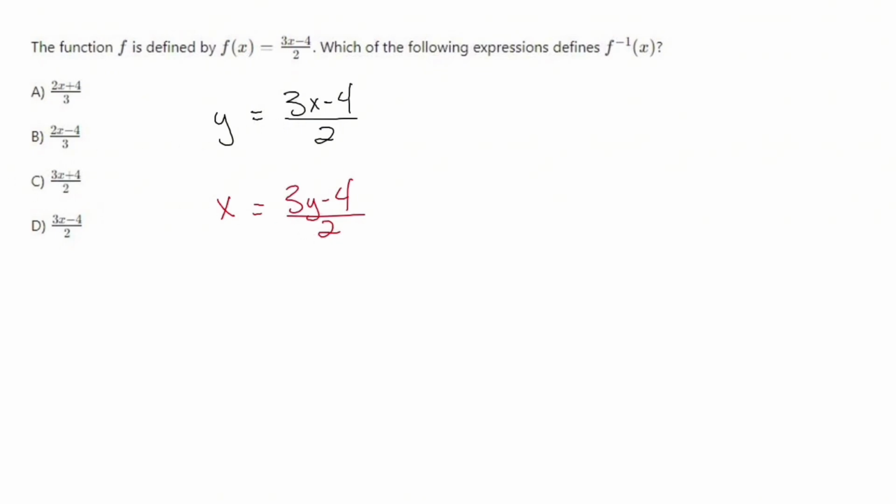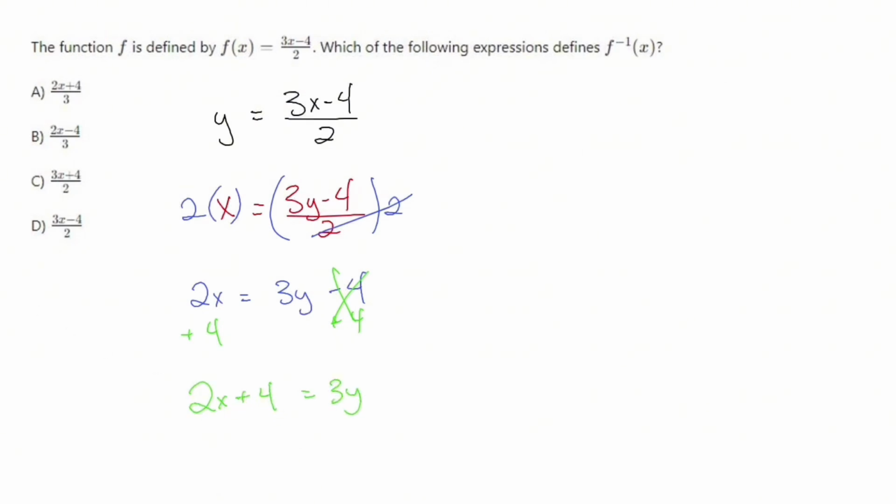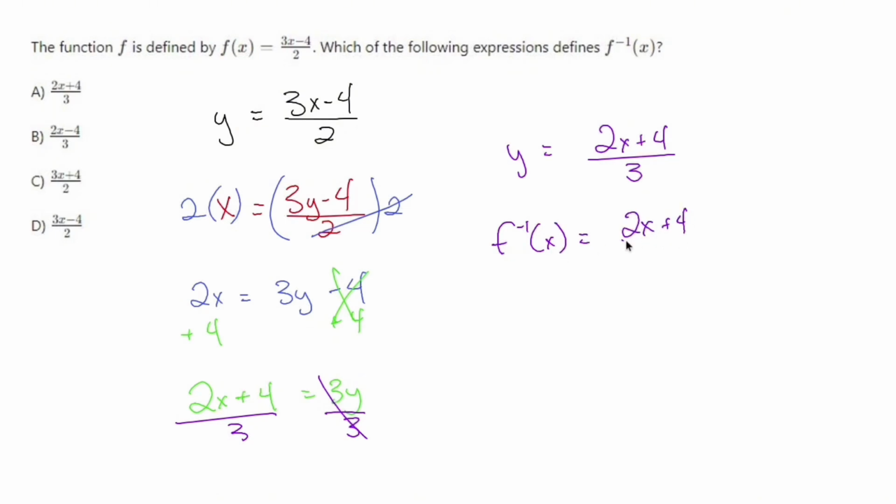Now what we do is we solve for the new y. So let's multiply both sides by 2. Cross you out. That gets you 2x equals 3y minus 4. The next step in solving for the new y is to add 4 to both sides. 2x plus 4 don't combine, so you get 2x plus 4 equals 3y. Finally, to do the math portion, you divide everything by 3, and you end up with y equals 2x plus 4 all over 3. So now that we have y all by itself, we can go back to its original form and say this is the inverse. So f inverse of x is 2x plus 4 all over 3, which is going to be A. And that's how you do it.